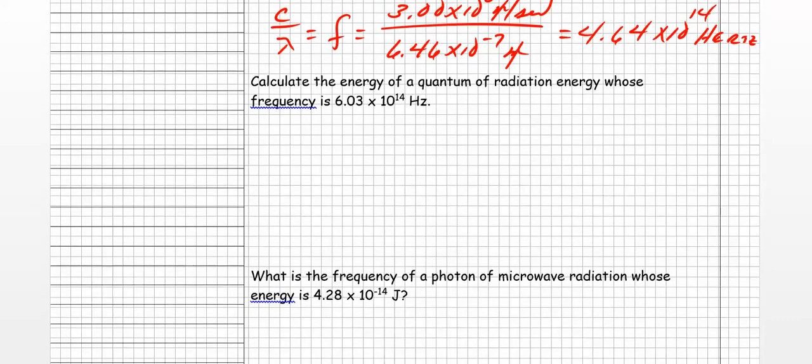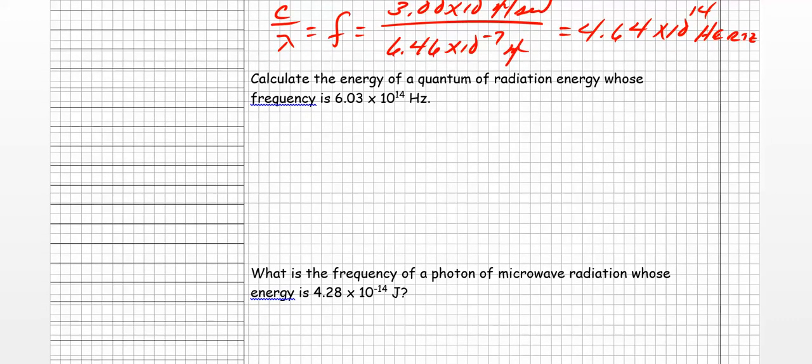It says calculate the energy of a quantum of radiation energy. It's just an amount of radiation energy whose frequency is this number, 6.03 times 10 to the 14th. Well, Planck's equation says that energy is equal to Planck's constant times the frequency, right? And I'm looking for the energy, and they're giving me the frequency. So energy is equal to Planck's constant, which is this number, 6.626 times 10 to the minus 34. And remember, that was joule seconds, times the frequency.